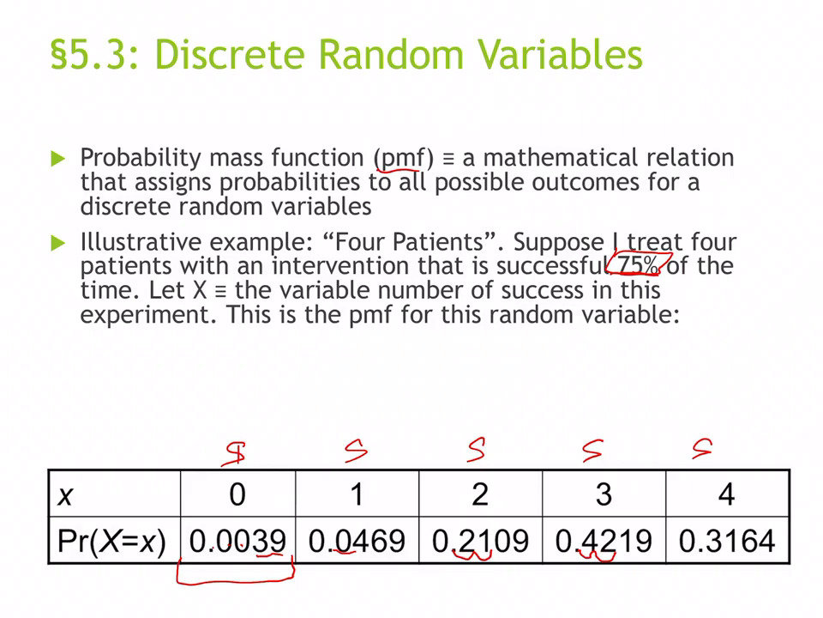It kind of makes sense, right, that if 75% are successful out of 4 patients, you'd expect at least 3 of them to be successful, right, at 75% in your head, which, if you look, 3 has the highest probability of being successful at 42.19% chance.